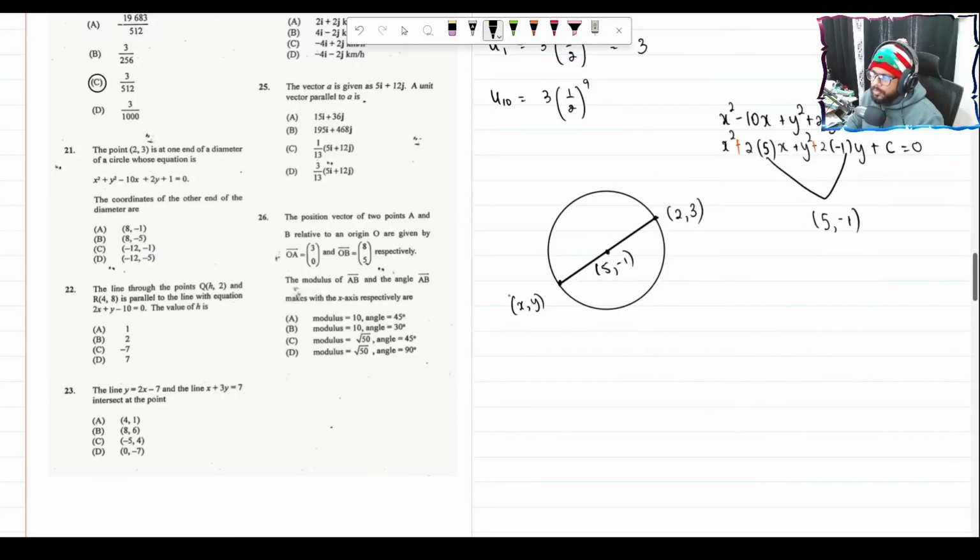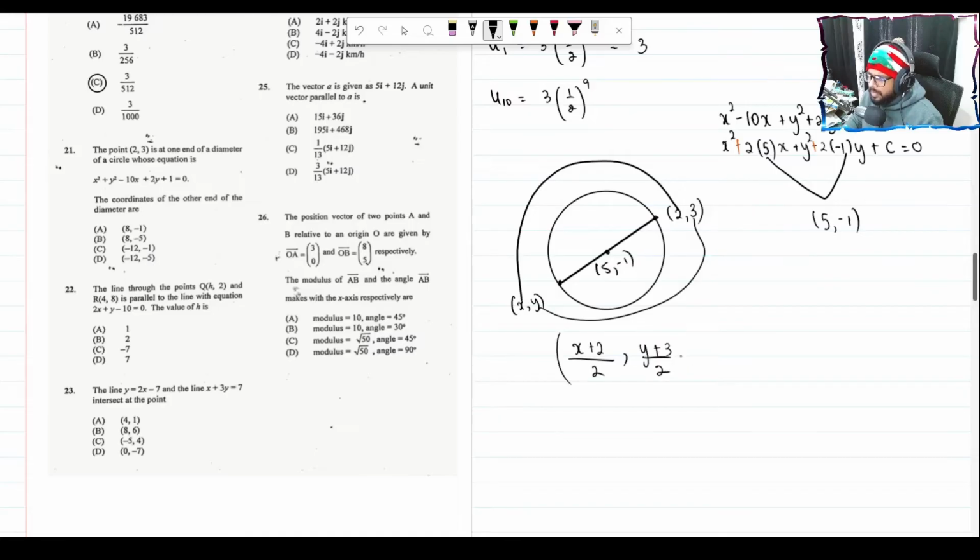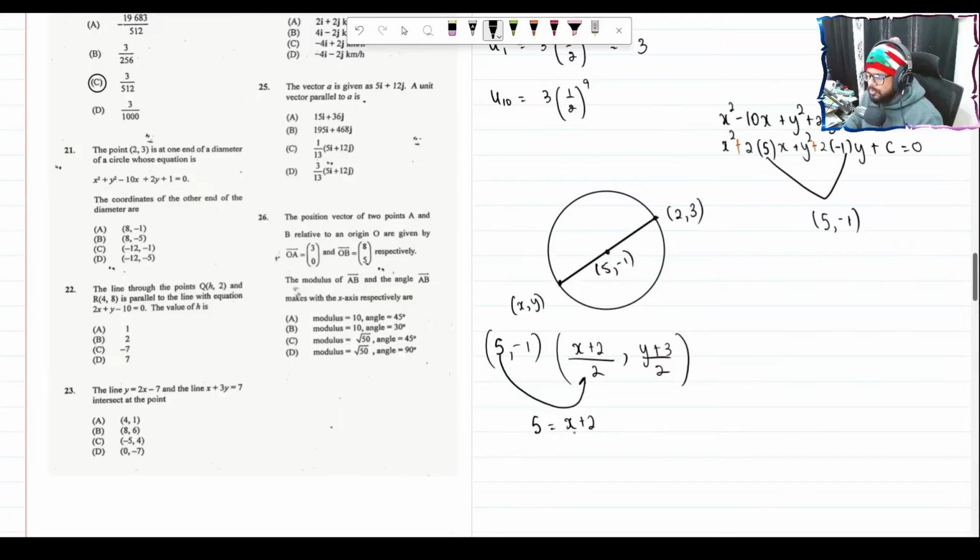So I know my midpoint formula is this plus this. So we have (x plus 2) over 2, comma, (y plus 3) over 2. That's my midpoint, supposed to give me (5, minus 1). This is my x value, so these two values must be equal to each other. 5 is equal to (x plus 2) over 2. Multiply by 2, 10 take away 2 is equal to x. I get my x value to be 8, so it's either this or this.